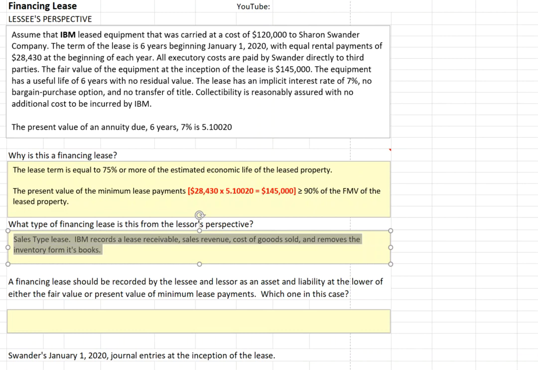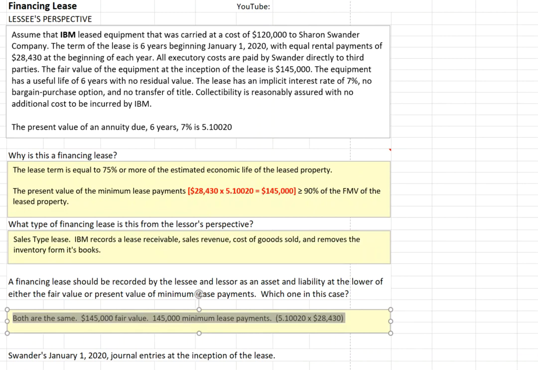A financing lease should be recorded by the lessee and lessor as an asset and a liability at the lower of either the fair market value or the present value of minimum lease payments. In this case, both are the same. If we calculate the present value of the future minimum lease payments, we get $145,000, and we're told the fair value of the equipment is $145,000. Let's go ahead and look at the journal entries that Swandler will record on January 1, 2020 at the inception of the lease and entries during the first year.